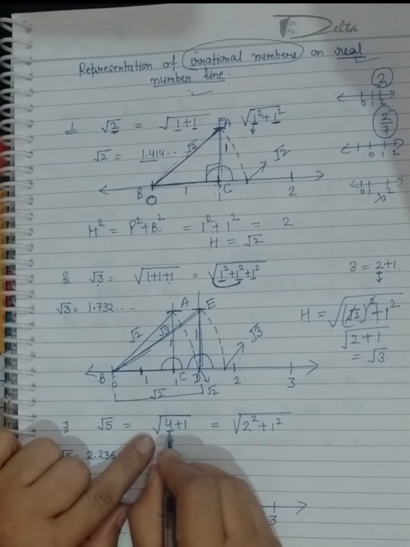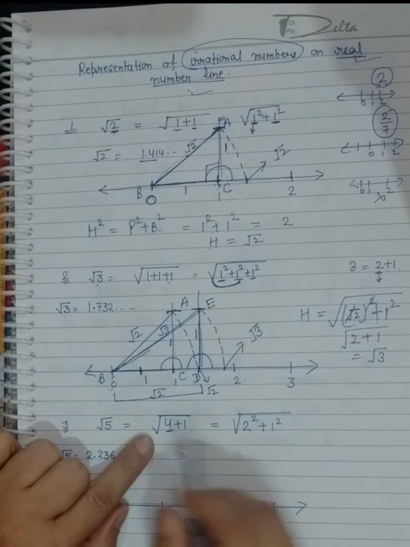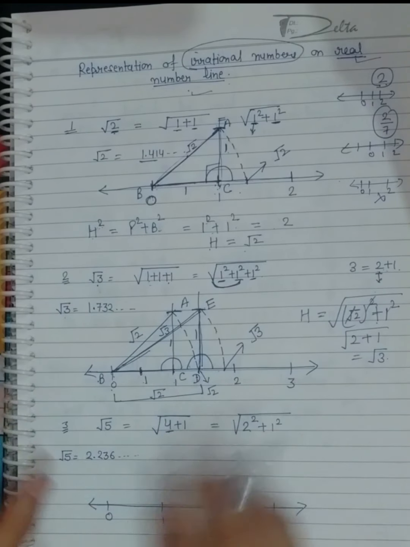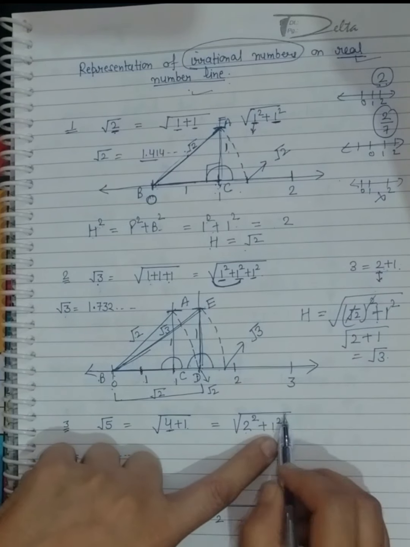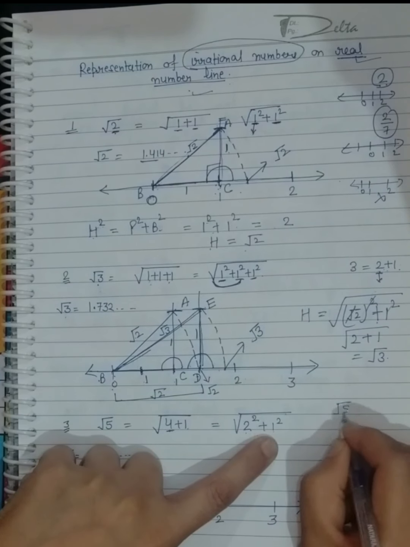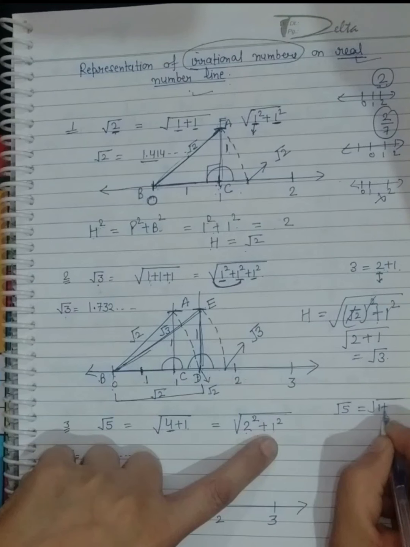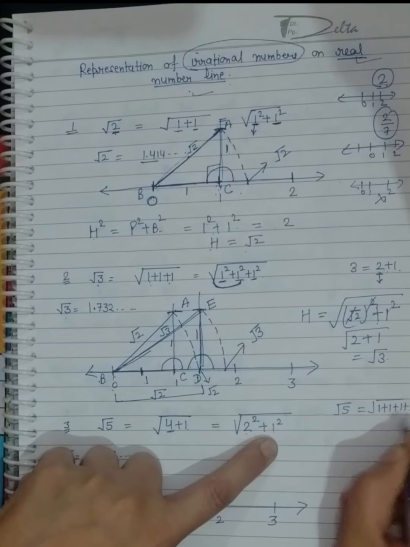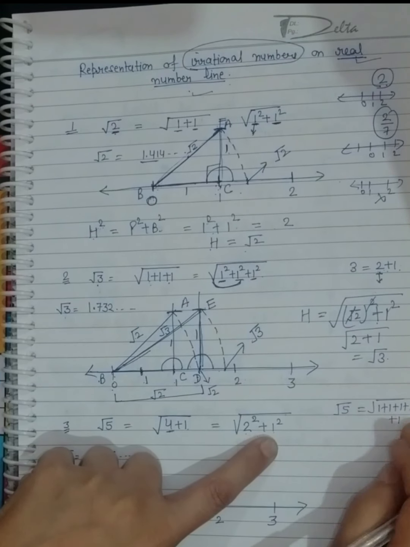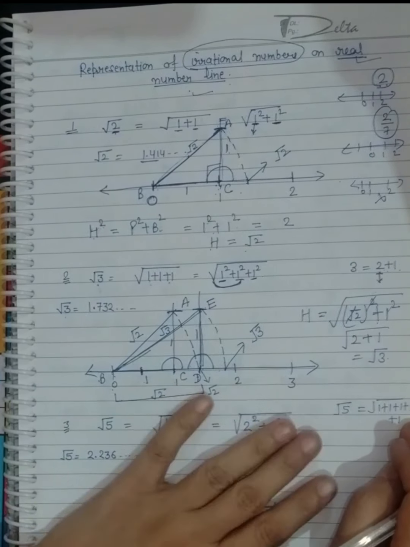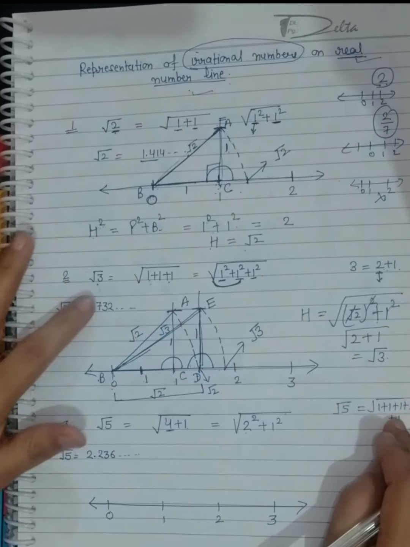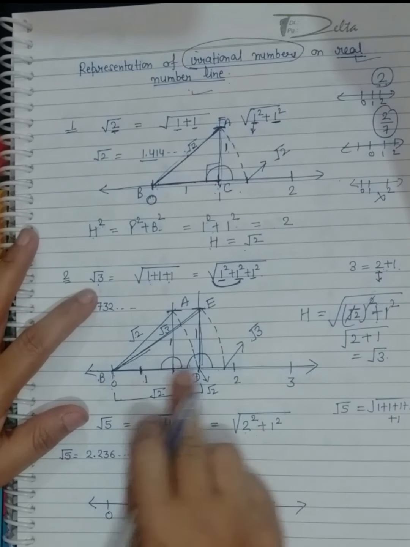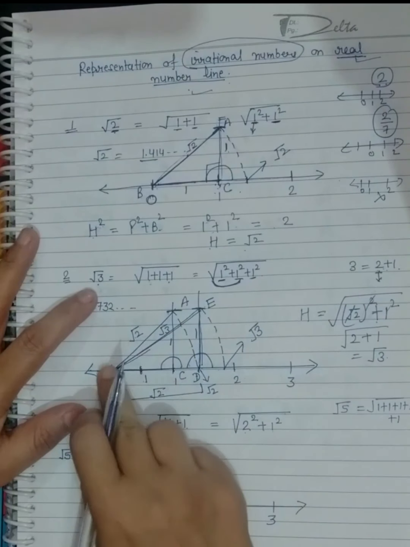Now we know that 4 is a perfect square number, so I have split it into 4 plus 1. 4 can be written as 2 squared plus 1 squared. Otherwise we can also take root 5 as 1 plus 1 plus 1 plus 1 plus 1, 5 times 1 we can write, but it will be a long method. As you have seen in root 3, we had to draw 2 right angle triangles.